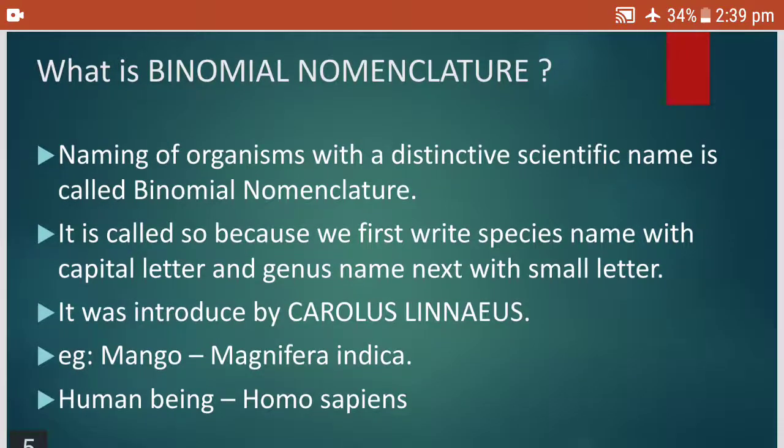Next question is, what is binomial nomenclature? Naming of organisms with a distinctive scientific name is called binomial nomenclature. It is called so because we first write the genus name with a capital letter and the species name next with a small letter. It was first introduced by Carolus Linnaeus. For example, mango. The scientific name is Mangifera indica. Genus name is Mangifera and the species name is indica. Human beings, Homo sapiens.